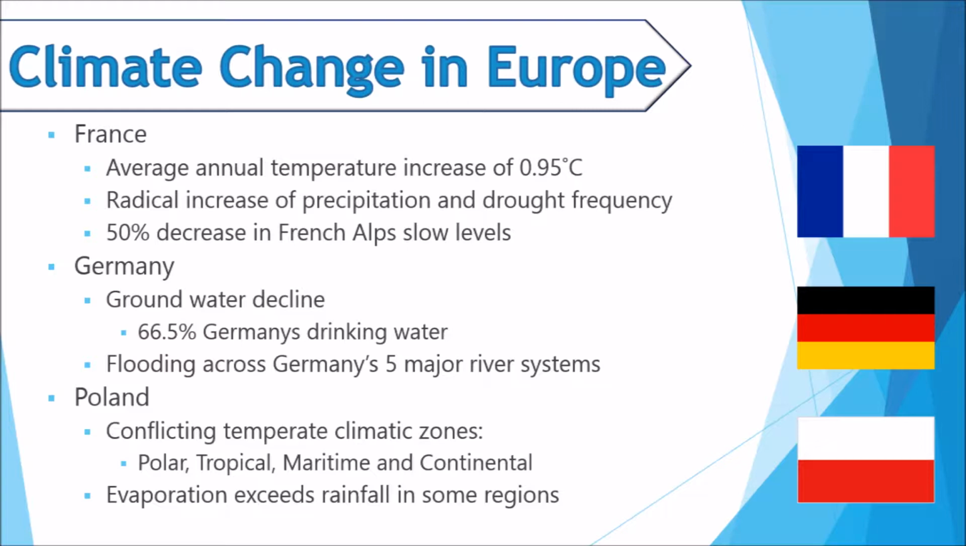Poland is found in a particularly significant place in Europe because it is situated between polar, tropical, maritime, and continental air masses and temperate climate zones. This means that the north is becoming increasingly affected by heat, and the south by water restrictions causing droughts. Evapotranspiration has exceeded the amount of rainfall in some parts of the country, making water management an increasing concern.